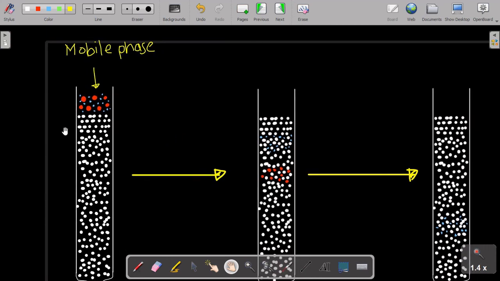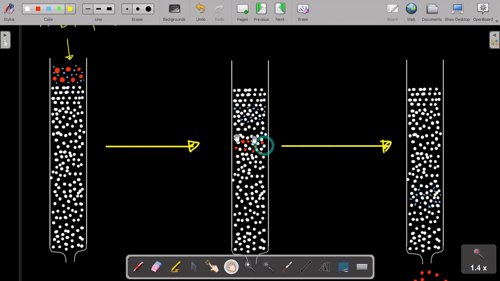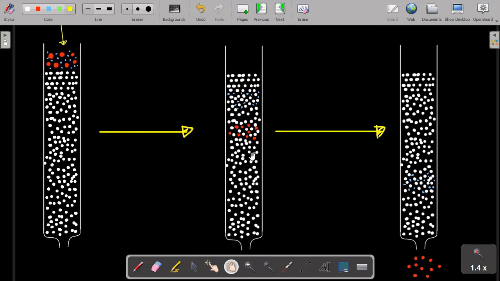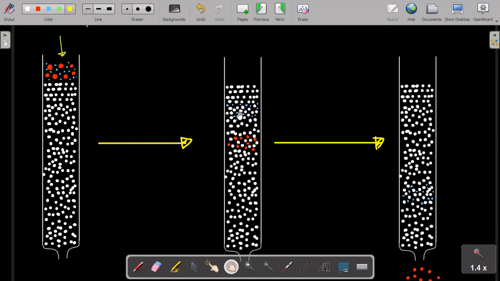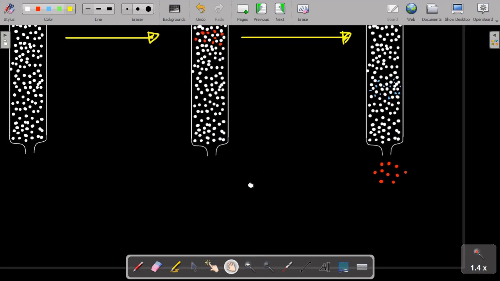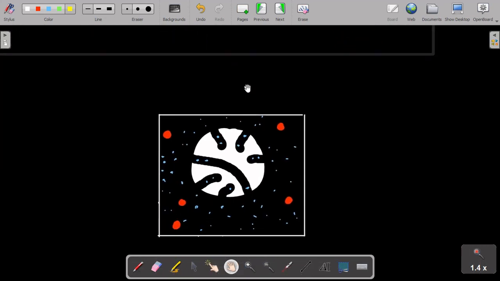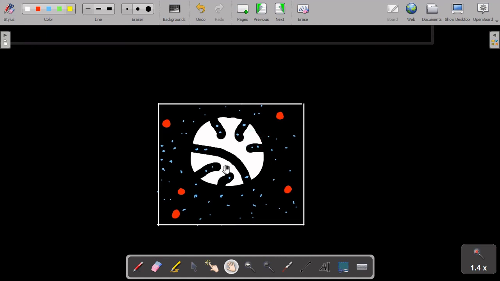As time passes, the larger molecules don't enter the pores of the bead, and that is why they move faster. But the smaller blue molecules are smaller than the pores, and that is why they enter. It can be understood in this diagram. Consider this is a bead and it has pores in it. The larger molecules will not enter the pores because they are larger than the pores, but the smaller molecules will enter the pores.